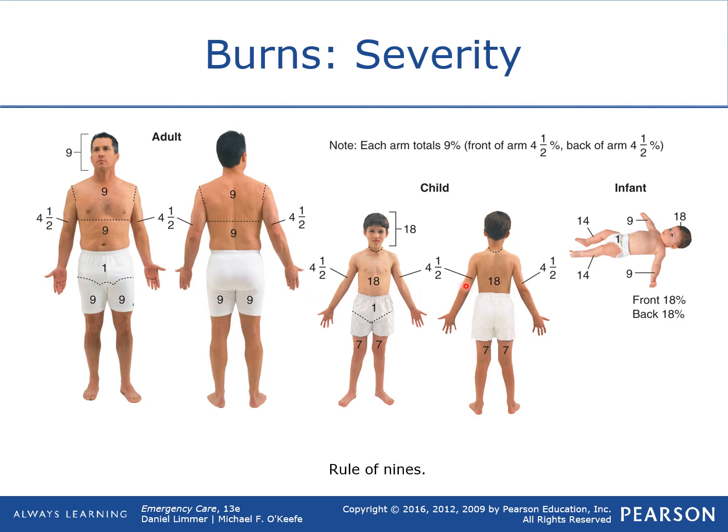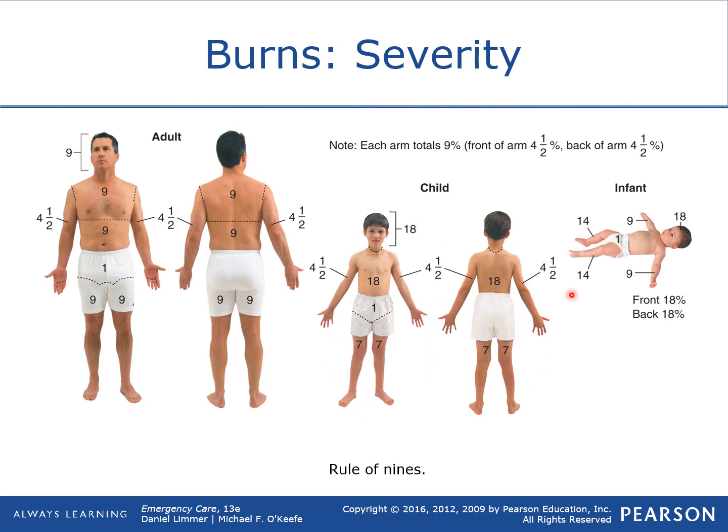With children and infants, we augment it a little bit. Children's heads proportionally are a lot bigger, so we have 18% for their head. And then we do their chest and abdomen together, so that's 18%, which you can see in adults it is 18%, we just divide it in half usually. And then each leg, both anterior and posterior, is around 7%.